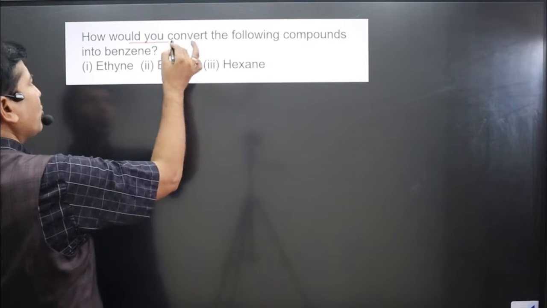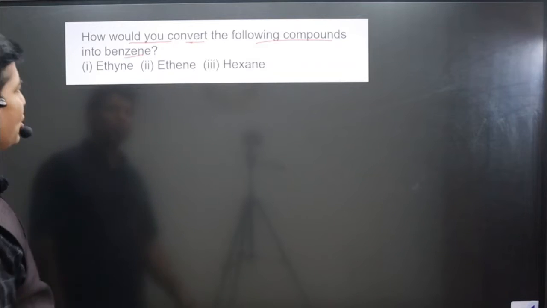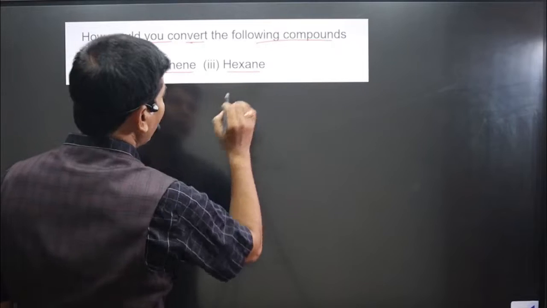The question says: how would you convert the following compounds into benzene? The first compound we have is ethyne, next ethene, and then we have hexane.